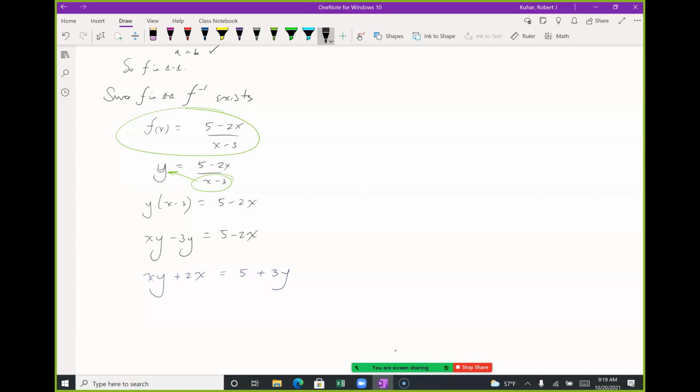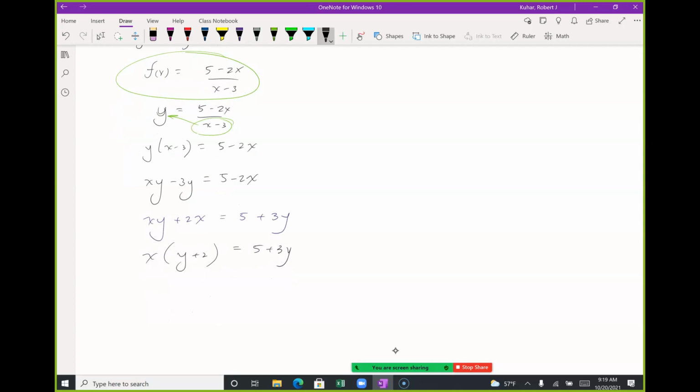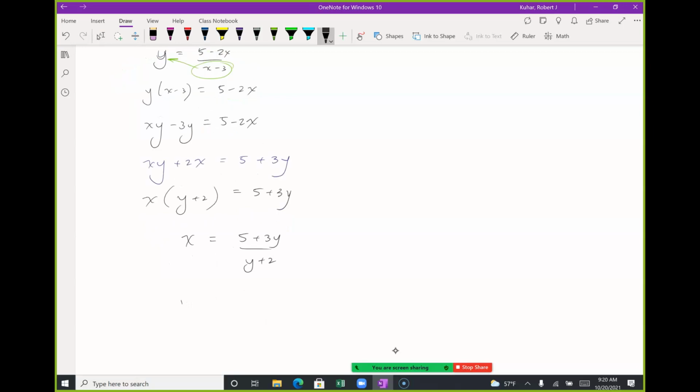Factor. Yeah. So x times (y plus 2) equals 5 plus 3y. Again, I'm solving for x. x equals (5 plus 3y) all divided by (y plus 2). Now switch my x and y. Once I get there, I switch my x and y. And I call that my inverse.